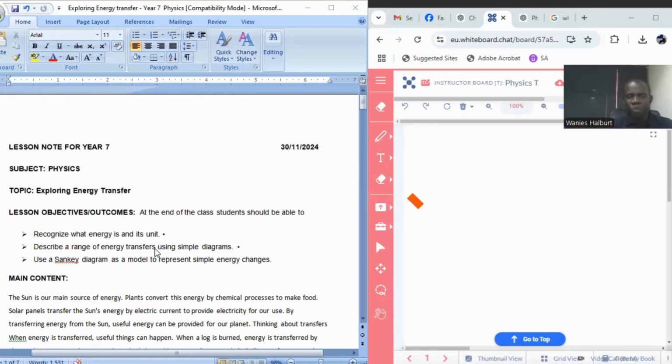Here is our lesson objective for this day. Number one, at the end of the lesson, you should be able to recognize what energy is and its unit. Every concept in physics has a unit. It's like somebody gets into the room and says, it's 100. The next question you ask is, 100 what? Is it 100 pounds? Is it $100? Is it 100 yen? You want to know the quantity that describes that value.